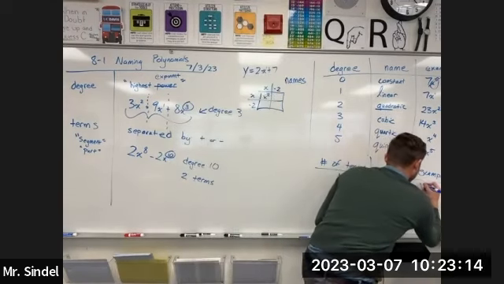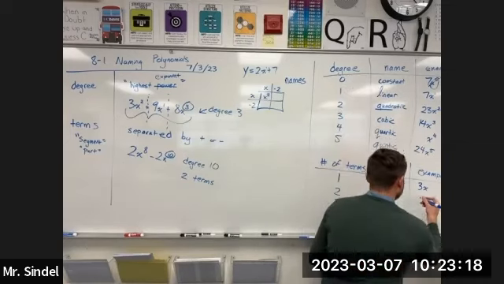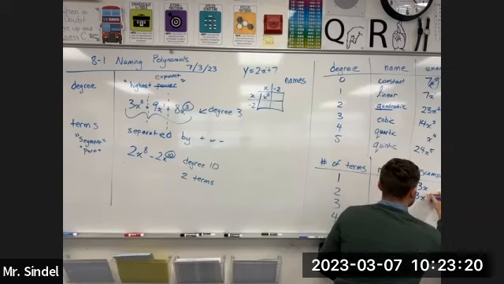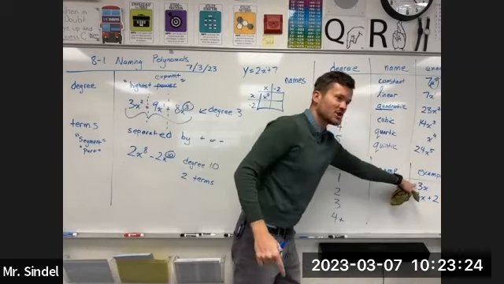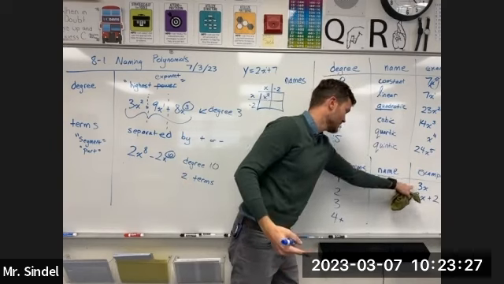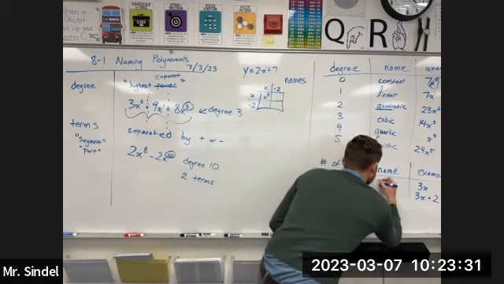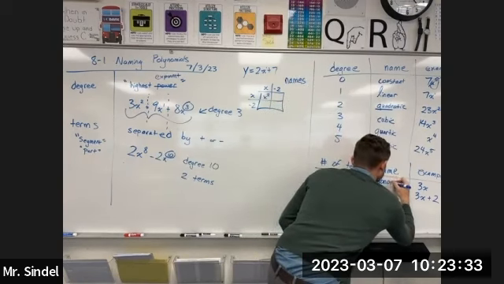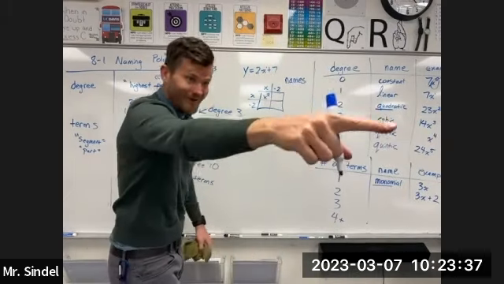So for example, I could do 3x. There's one chunk there. If I want to add a second chunk, I can say 3x plus 2. Now there are two chunks here. So if I have one chunk, one term, that's called a monomial. Like mono. Exactly. The word mono usually means one.